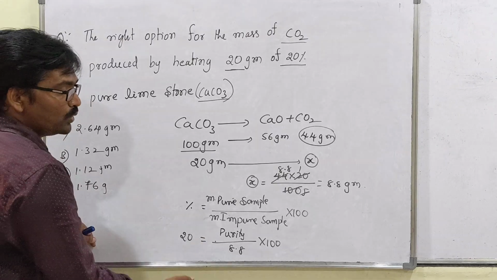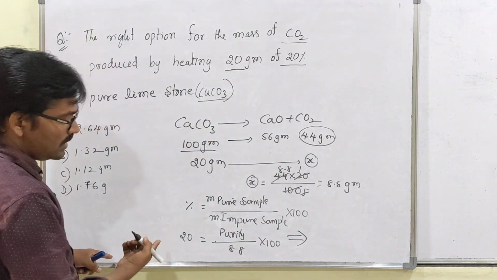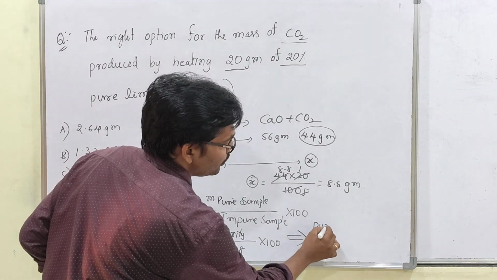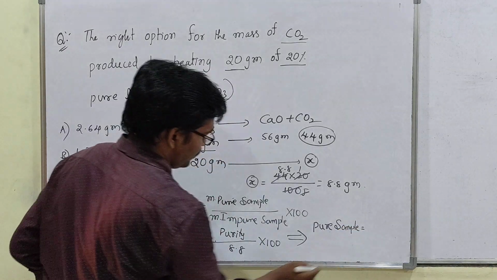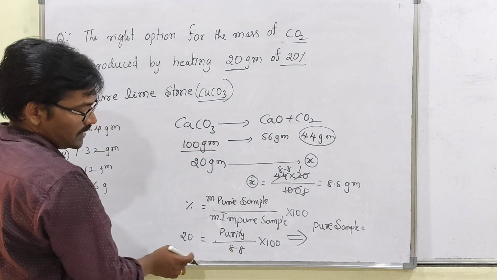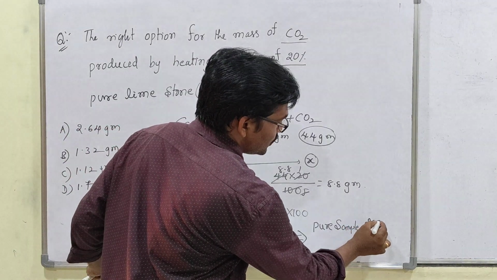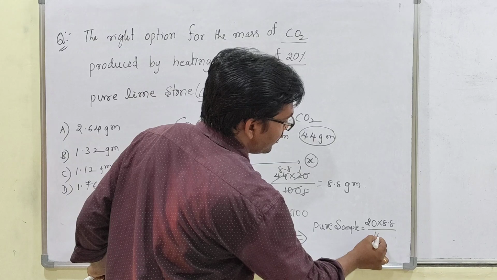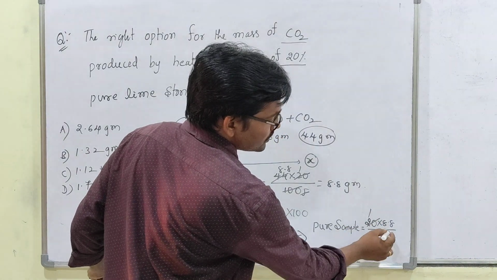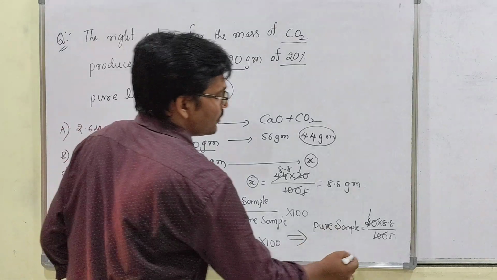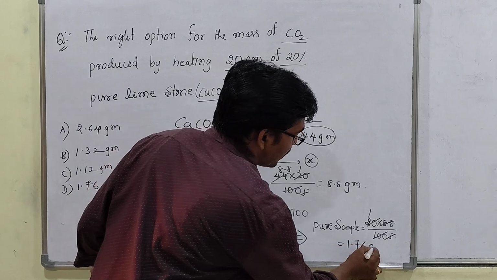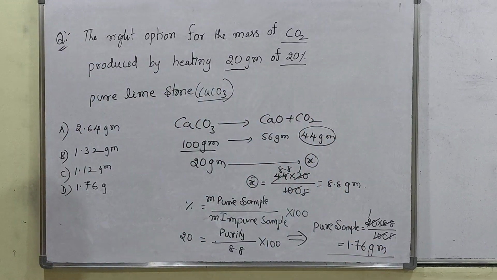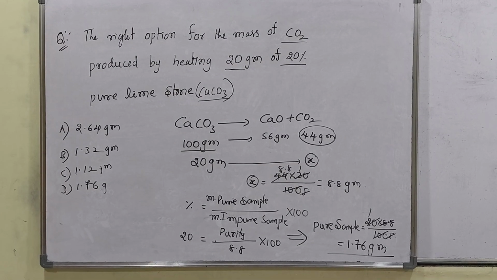Clear, my dear students? To find the pure compound, the pure sample equals 20 into 8.8 divided by 100. 20, how many times will it go? 5 times. So 8.8 divided by 5 is 1.76 grams. You get the answer 1.76 grams. Clear, my dear students? Just note it, all of you. Note that question. Next we will discuss empirical formula and molecular formula.